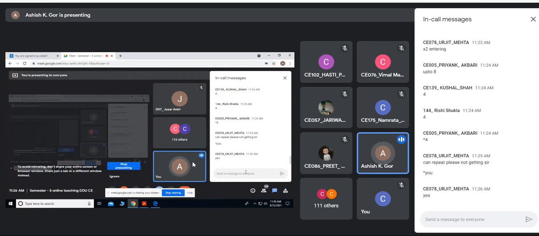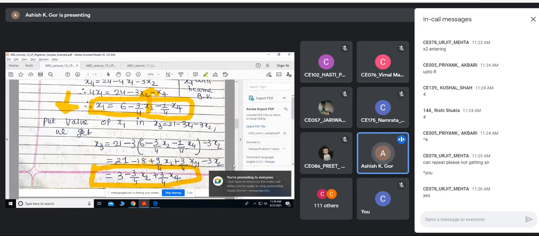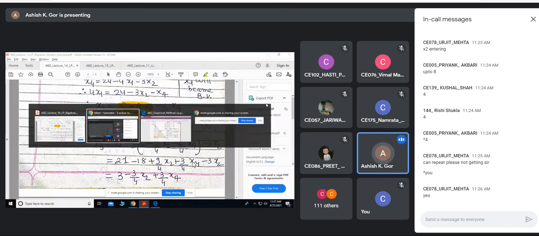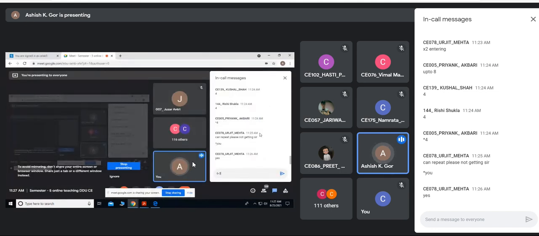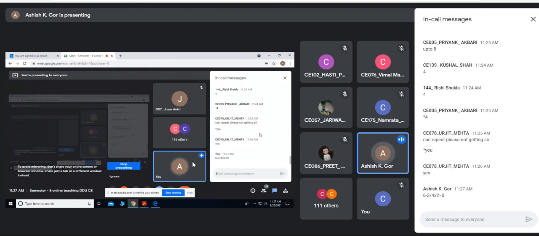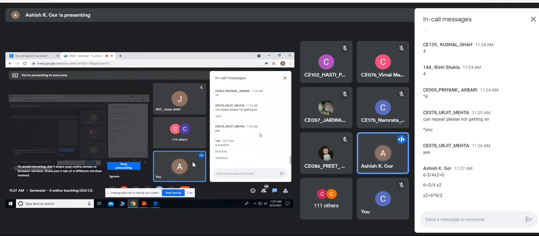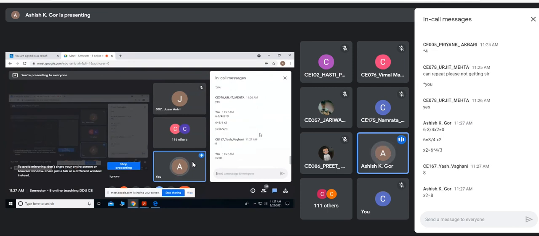Urjit, am I saying correct or not? Yes. So that means I have to satisfy both the constraints. So up to what you can increase the value in this first equation? It is 6 minus 3 by 4 x2. x4 is still 0. If you set it to 0, it will be 6 equal to 3 by 4 x2. To solve this, x2 will be 6 into 4 by 3, which is x2 equals 8. So in the first equation I can increase it maximum up to 8.